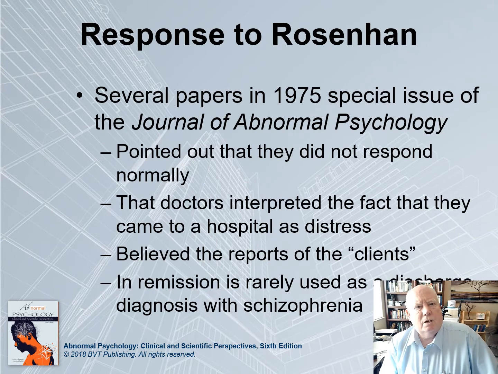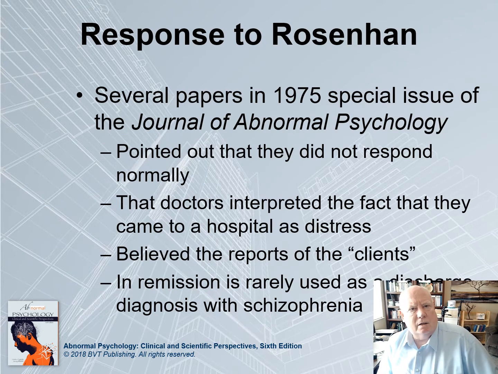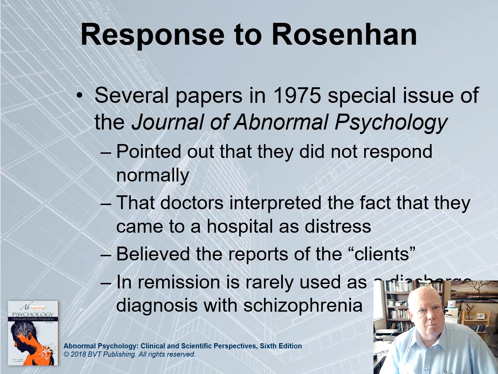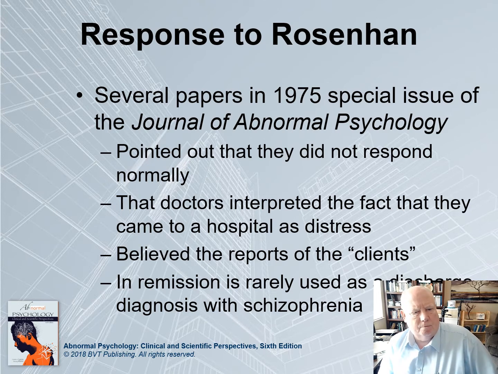The Rosenhan study, which was published in Science, got a tremendous amount of play in the literature and among people who were not in the psychiatric field. Most people thought that his interpretations were indeed accurate, that you couldn't tell the difference between people who were psychotic and people who were not psychotic, and therefore the whole diagnostic system was in doubt.